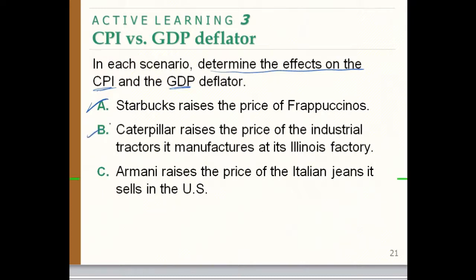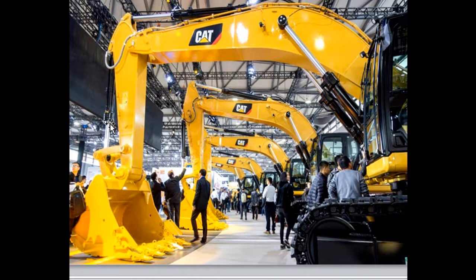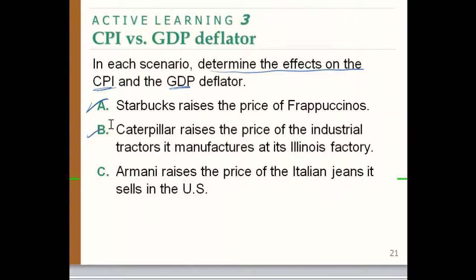Scenario B, Caterpillar, you can see the following picture for a better understanding of what Caterpillar is. Caterpillar raises the price of industrial tractors that are manufactured in Illinois. Scenario C, Armani raises the price of Italian jeans that it sells in the United States. You need to focus here that these jeans are not produced domestically. They are produced in Italy.